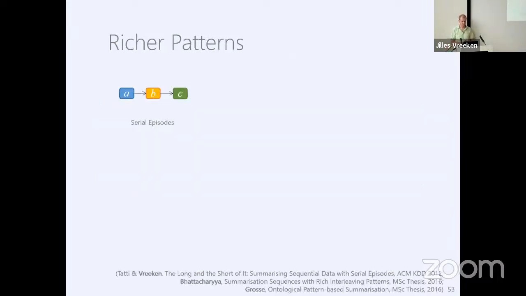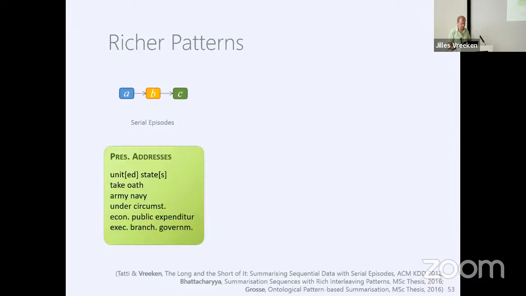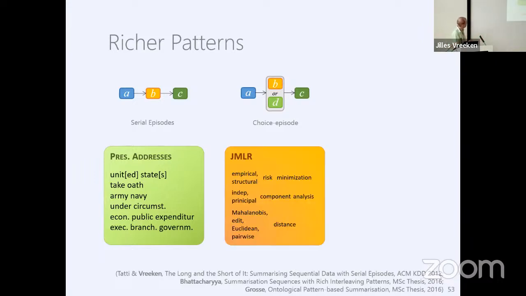Let me give you some examples. The serial episodes you already know. For the presidential addresses, we still have the Army, Navy, United States, take oath, and so on, right? This is the old school stuff. What type of choice episodes do we find? Is there anything sensible there? Or is this just a nice idea on paper? I mean, ideas that are nice on paper but completely useless, I like to call them academic masturbation. You write a paper, but then who cares? You should just do it in your own office. Good. Okay. Maybe I cut this from the video.